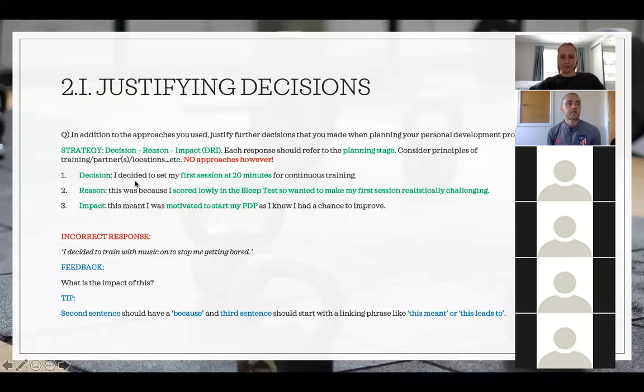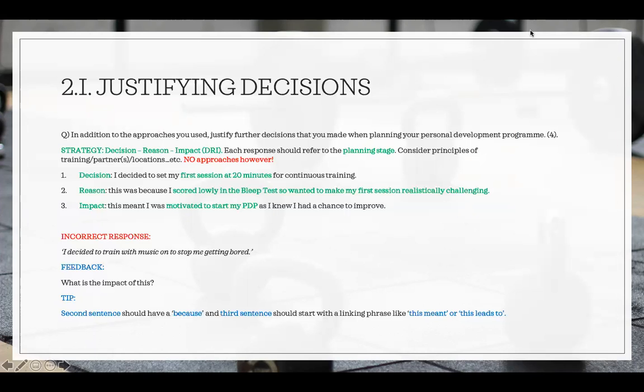Right, 2i. This one here is a bit of a big one. I would say there's four key questions here that often kids do poorly in the Nat 5 portfolio. 2i is one of them, and 2i is out of 4 marks.